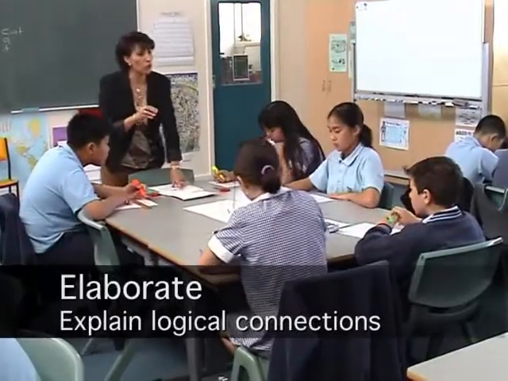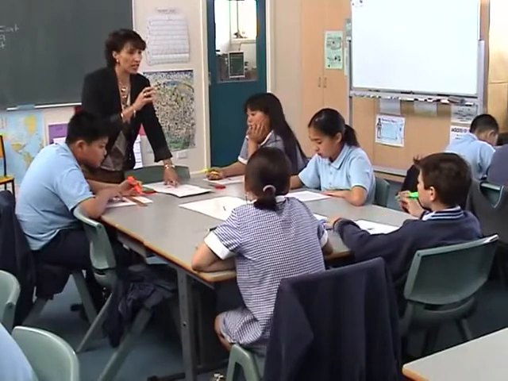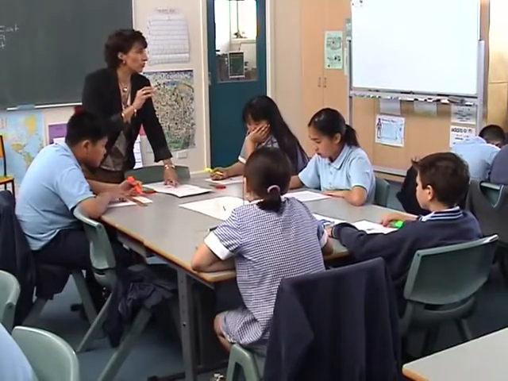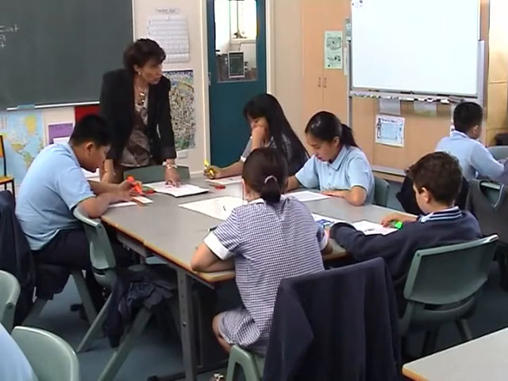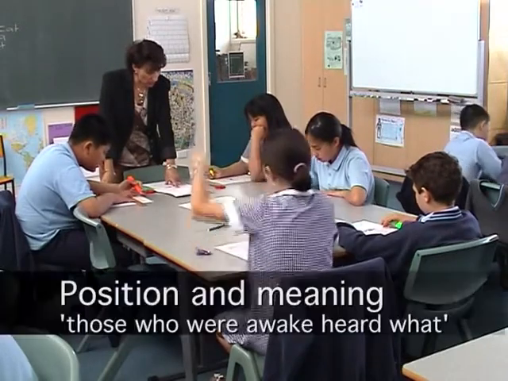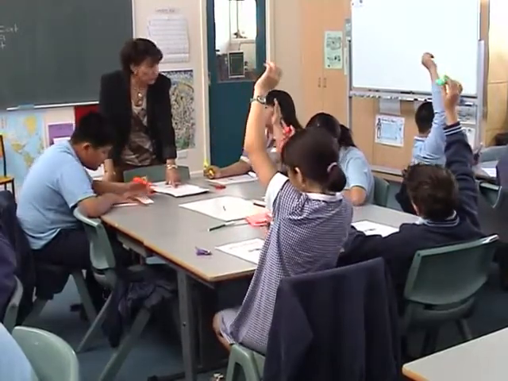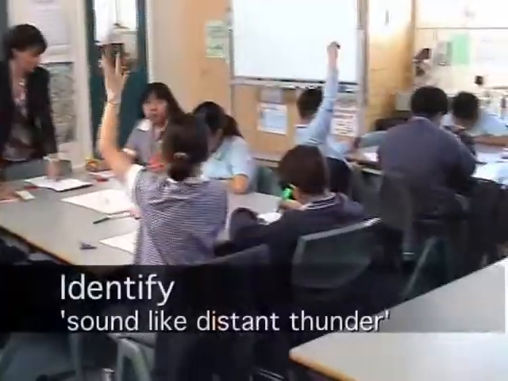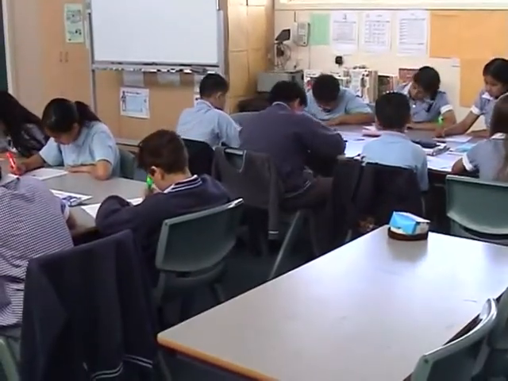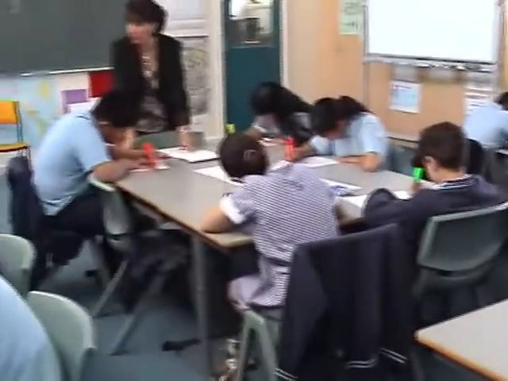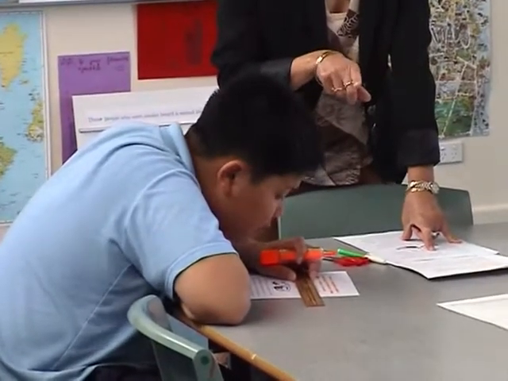So it gets sort of a long, low sound. Probably those that were sound asleep didn't even notice it at first. Okay, but those who were awake did. Now what was it they heard? It says those who were awake heard what? Fantastic. So let's highlight sound like distant thunder. Brilliant. Okay. Now we've got there that the sound is like distant thunder.